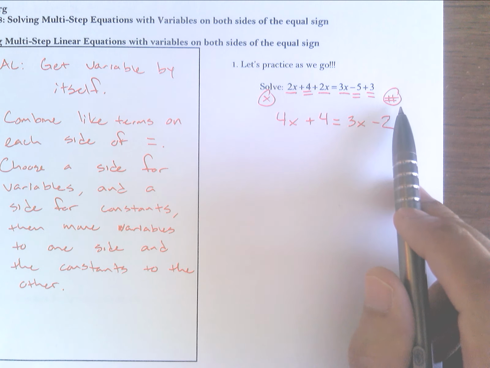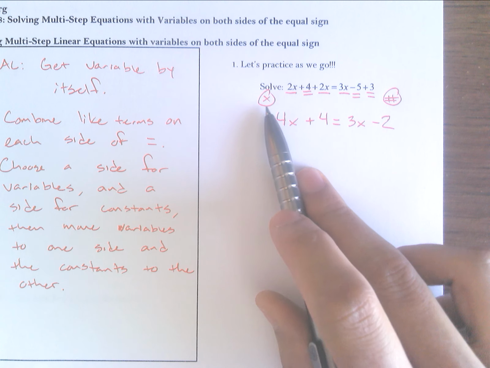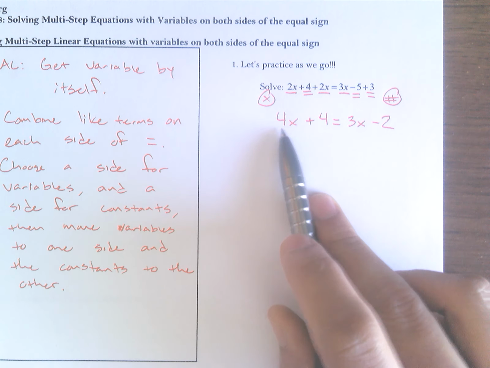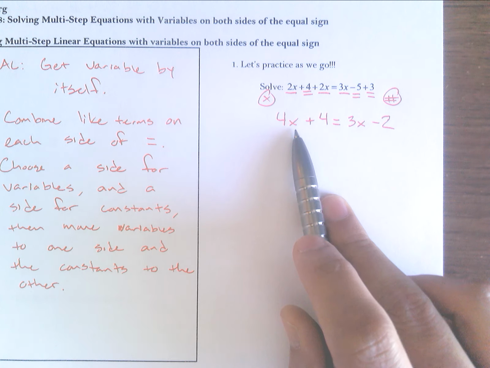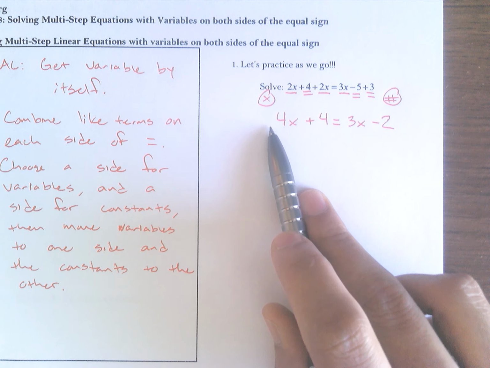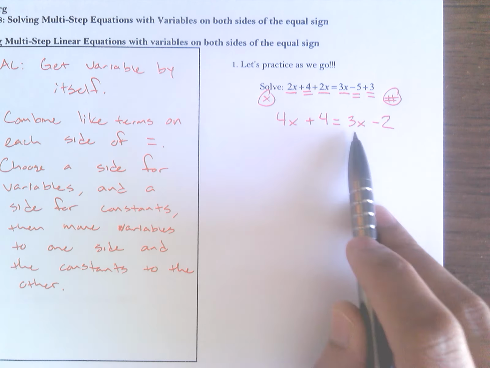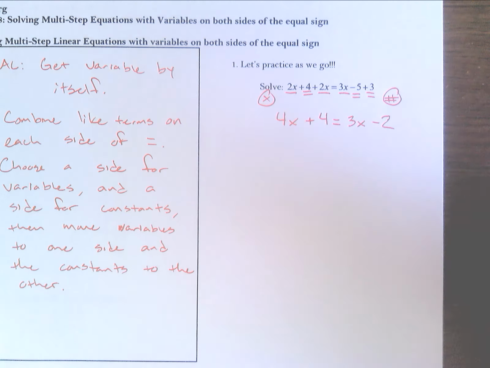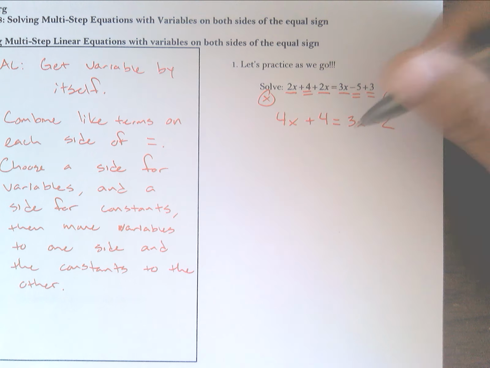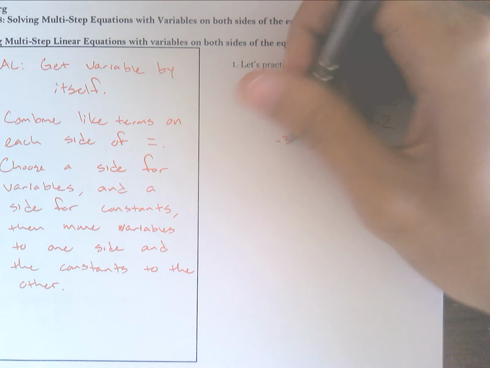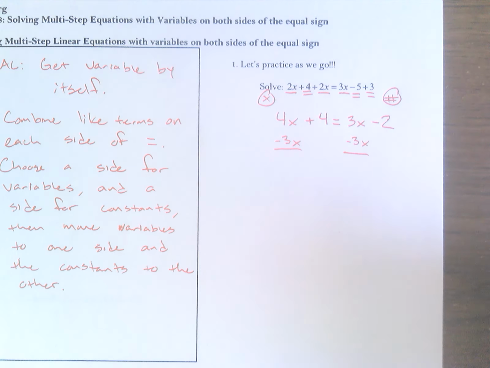So what do we have to do in order to get all of the variables on this side? Well, we already have this 4x term on the left-hand side. But this 3x is on the wrong side. We want to move that over to the other side. Well, in order to move this to the other side, we have to use that inverse operation, that opposite operation. So instead of a 3x, we have to subtract 3x. And if we do it to the right-hand side, we also have to do it to the left-hand side. So this is how we move things to the other side.